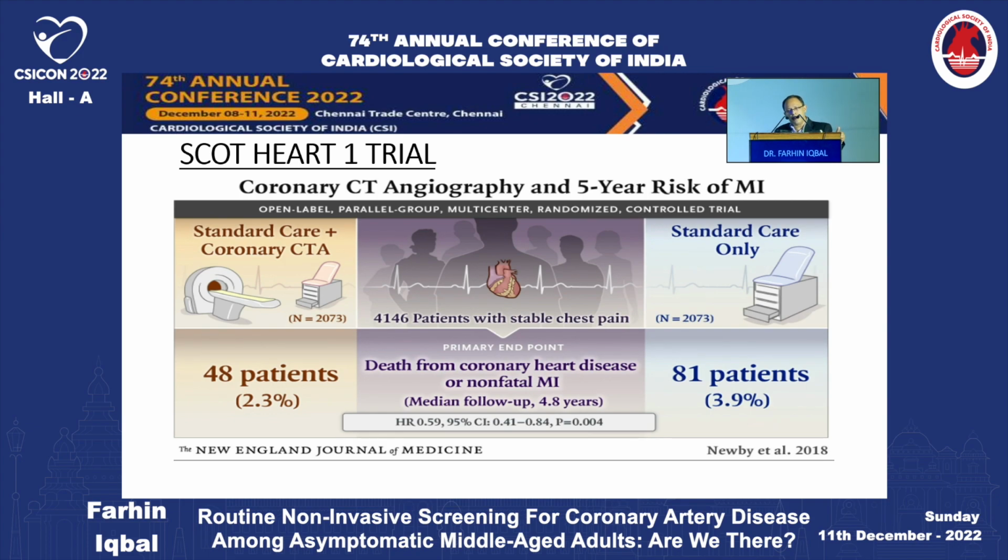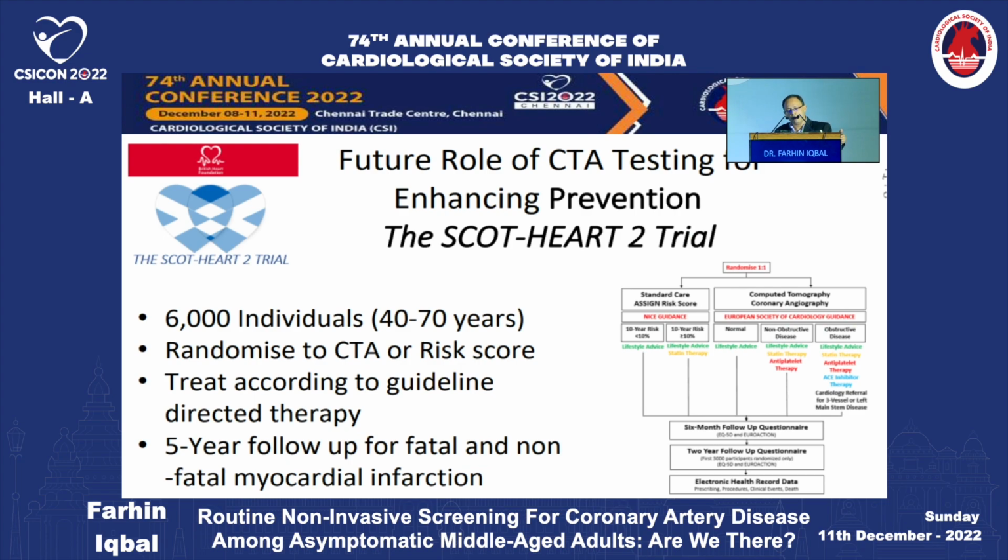And encouraged by their trial, David Newby and his colleagues have taken up SCOT-HEART 2, where the age group we are looking into is 40 to 70 years, asymptomatic individuals. 6,000 individuals were randomized to CT angiography or risk score. The risk score used is ASSIGN, which is more validated for the Scottish population, and treatment was given according to guideline-directed therapy. We'll be looking into the outcome at 5 years down the line, that is 2025 or 27. And we hope that if these results are positive, we can think of utilizing these modalities for screening.